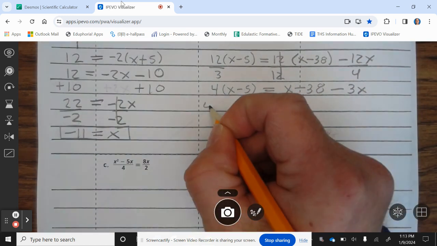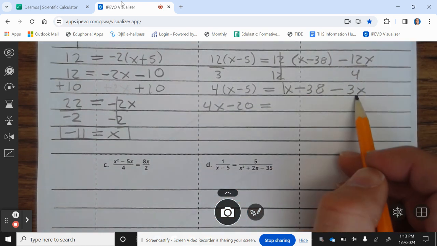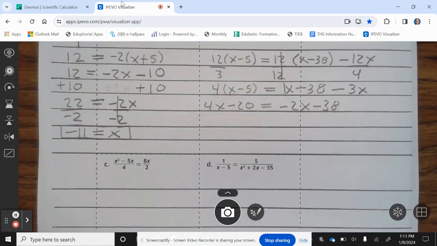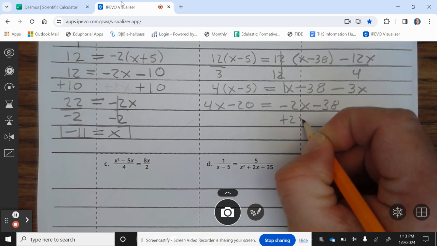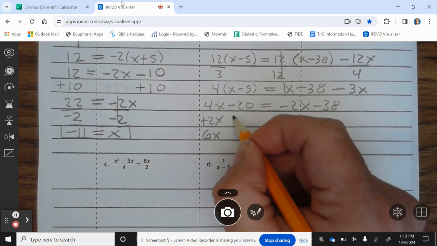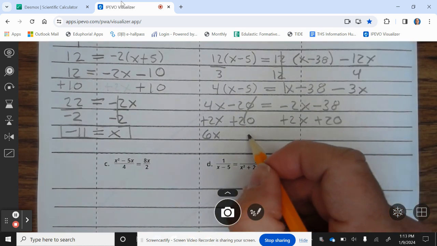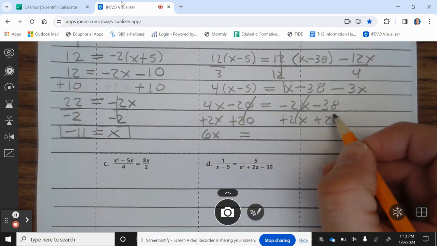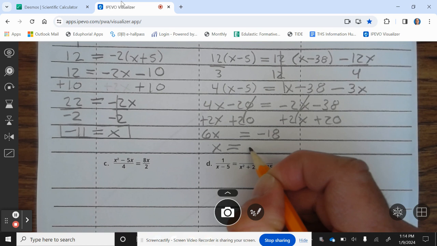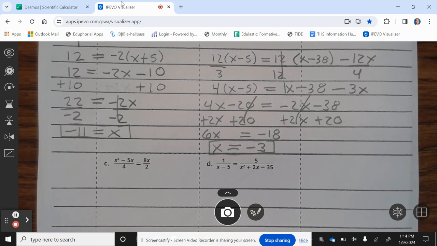Okay, we're going to distribute, so 4x minus 20 equals, we can go and combine 1x minus 3x is minus 2x minus 38. We're going to add 2x to both sides. You get 6x, and then we're going to add 20 to both sides. That cancels. You get equals, that cancels. Negative 38 and 20 is negative 18. Divide both sides by 6. X equals negative 3. All right, go ahead and finish that up.